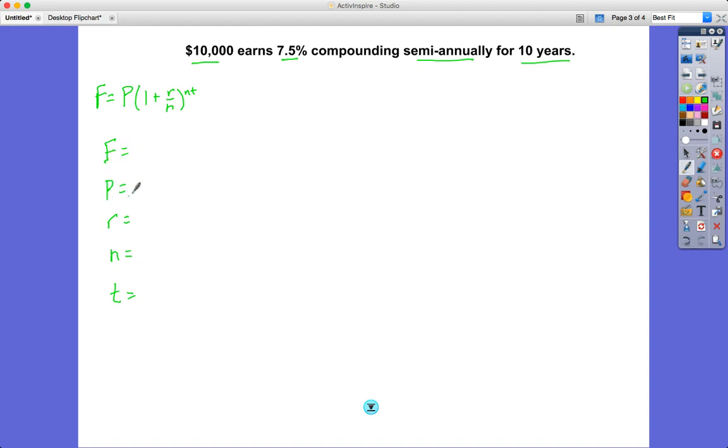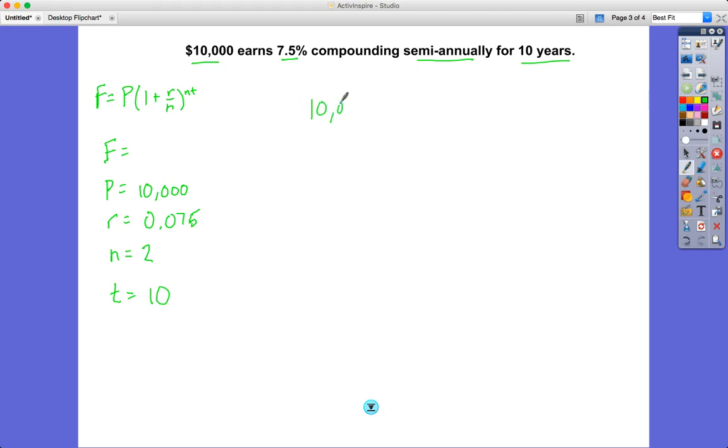The primary or the original amount was $10,000. The rate was 7.5%. Now the rate has to be a decimal. So 7.5% as a decimal is 0.075. So I always put R as a decimal. And then N says semi-annually. That means twice a year. So that's going to be 2. And T is 10 years. Okay. We can just go through and put that then.